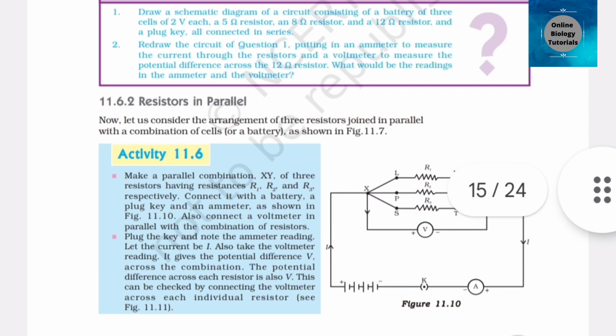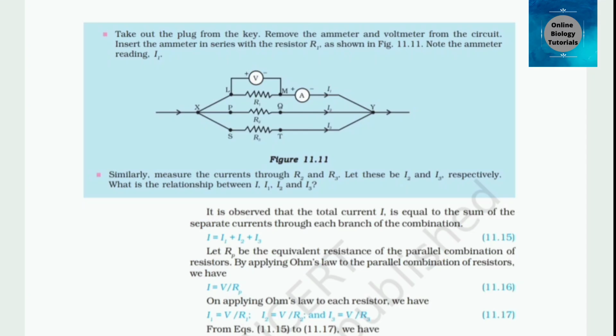Plug the key and note the ammeter reading. Let the current be I. Also take the voltmeter reading. It gives the potential difference V across the combination. The potential difference across each resistor is also V. This can be checked by connecting the voltmeter across each individual resistor. See figure 11.11. Take out the plug from the key. Remove the ammeter and voltmeter from the circuit.